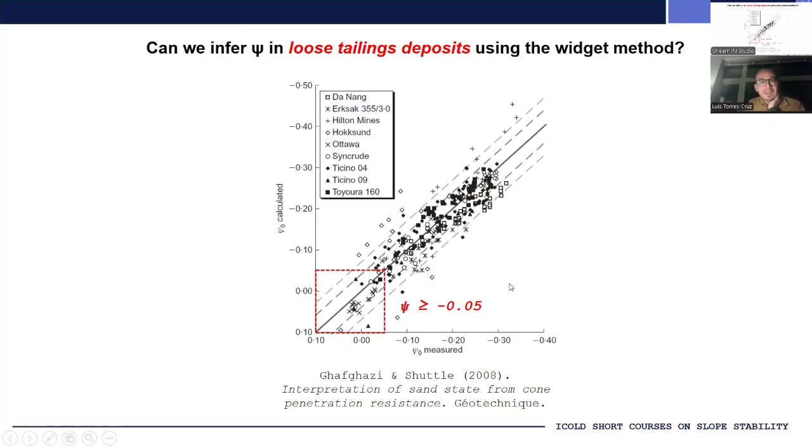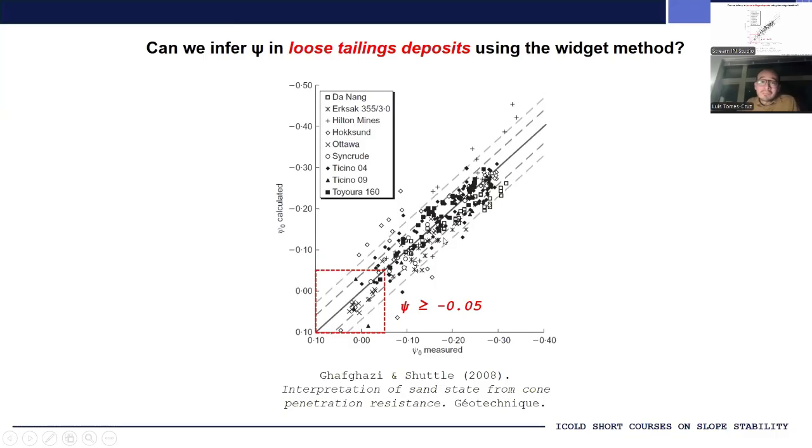But there are several problems with this figure as a validation of our ability to measure the state parameter from the CPT. The first problem is that this data does not come from actual tailings deposits, but rather it comes from calibration chambers. Calibration chambers where you know the horizontal stress level. In a real tailings deposit, you don't know it. Calibration chambers where you have a uniform deposit of sand. You don't have that layering that we saw earlier. And also, this is all sands where all the CPTs would have been fully drained. We don't have that in our tailings.